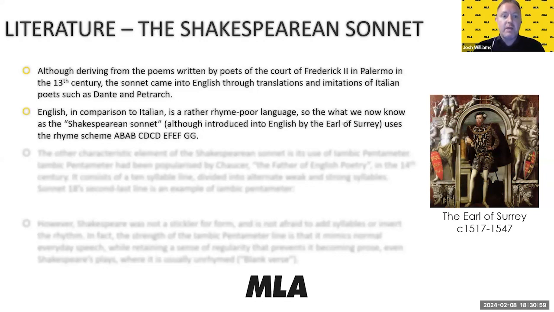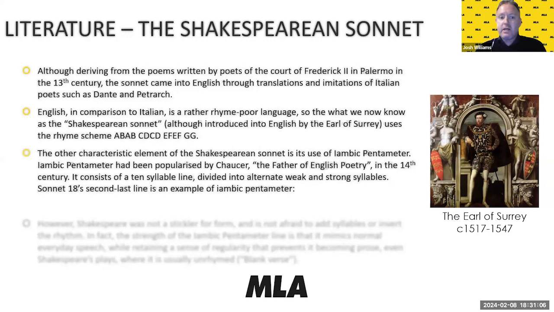So it goes A, B, A, B, C, D, C, D, E, F, E, F, and then a couple of lines at the end. Okay. Another characteristic element of the Shakespearean sonnet is the iambic pentameter. This goes back to Chaucer in English, who's known quite commonly as the father of English poetry in the 14th century, and it consists of a 10-syllable line divided into alternate weak and strong syllables. For example, Sonnet 18's second last line is an example of iambic pentameter.